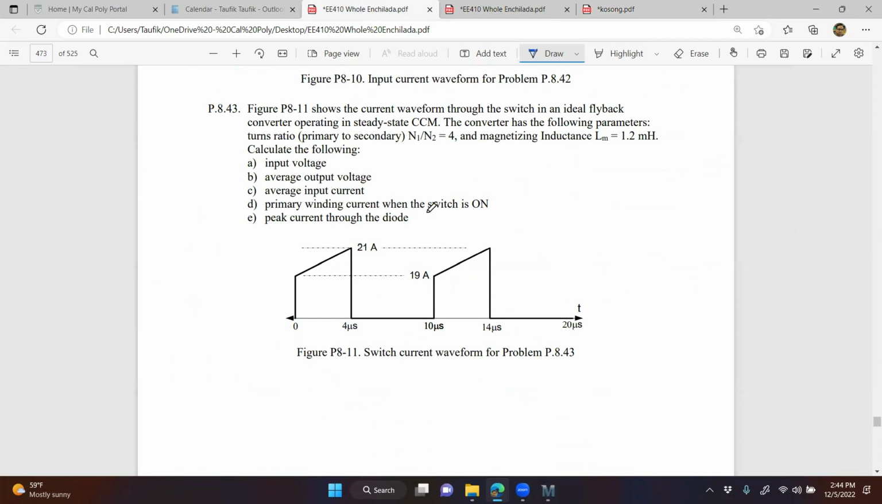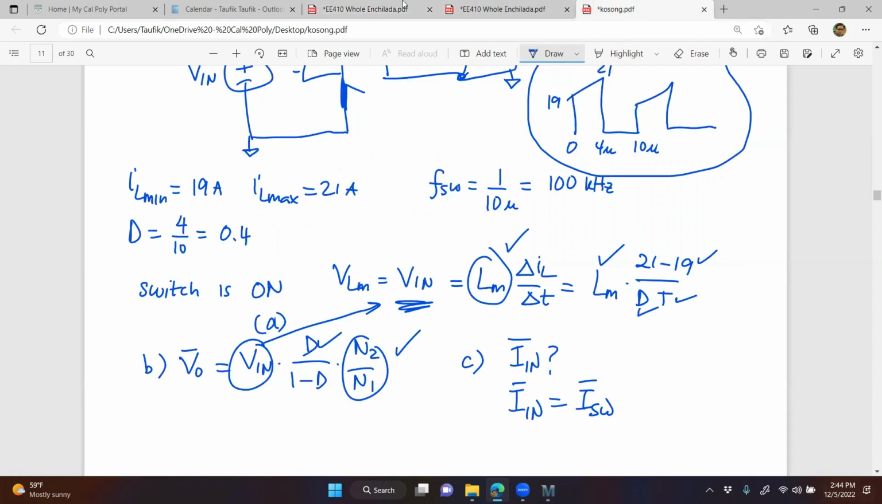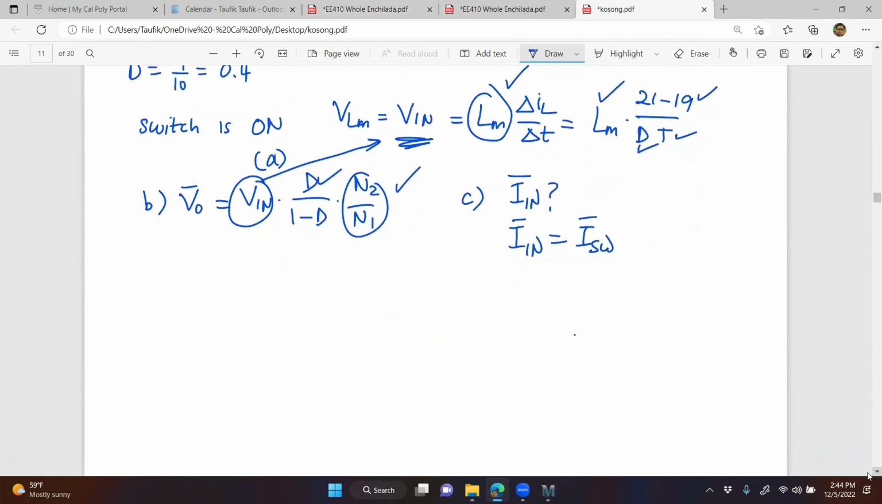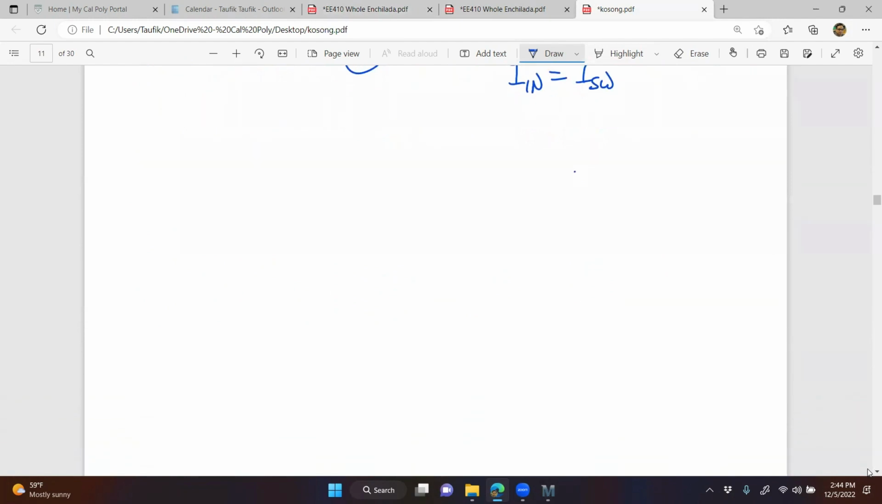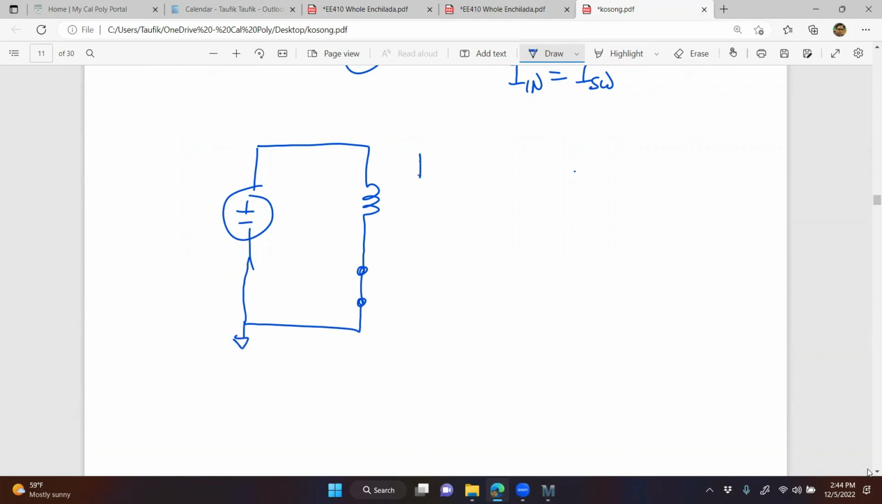Part D, primary winding current when the switch is on. That should be easy. What is the answer to this? Primary winding current when the switch is on, which is related to the reset winding that we discussed earlier. It's 0. What happens when the switch is on? It just charges the magnetizing inductor.